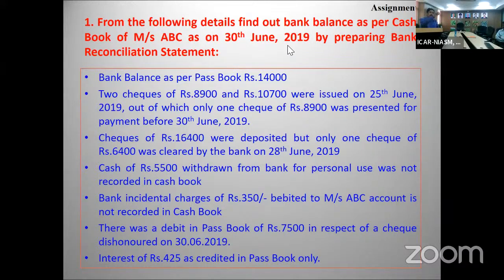So whatever additions and deletions I have told you, if you do them with 14,000, whatever balance you get is the balance as per cash book. You were given the bank balance as per passbook, meaning the balance as per bank statement, and by your total, the last figure will be the balance as per cash book, your book. So this is the question, and you do the next.